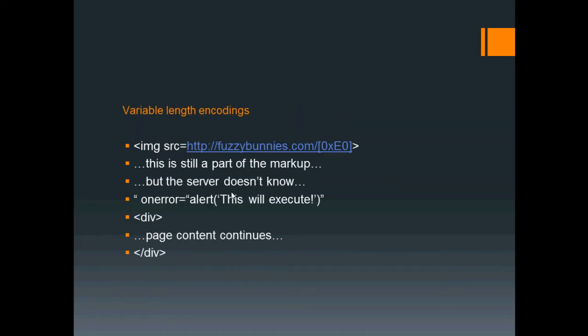And then the variable length encoding. This one just has to do with this 0xe0 right here, which allows this to go across multiple lines. And as a result, the HTML tag is not terminated as expected, allowing an onerror handler to be put in there, which will, as it says, this alert will execute, so being able to put more JavaScript in there.